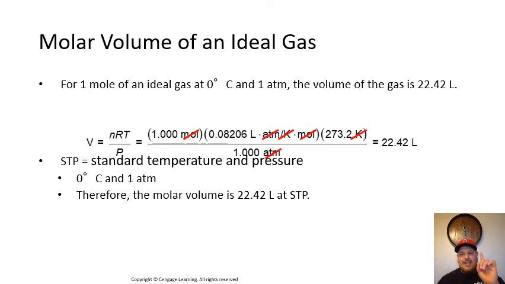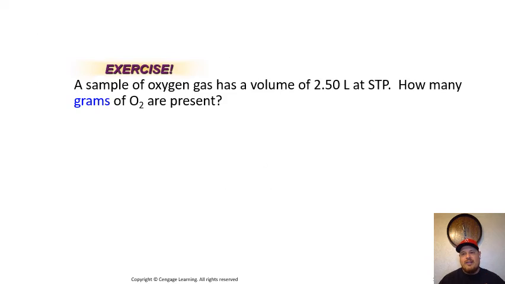So remember that. Standard STP, standard temperature and pressure, is 0 Celsius, 1 atm. If you ever see that, that's what you have, okay? Which is what we have right here. So a sample of oxygen has a volume of 2.50 liters at STP, standard temperature and pressure. How many grams of oxygen gas are present?